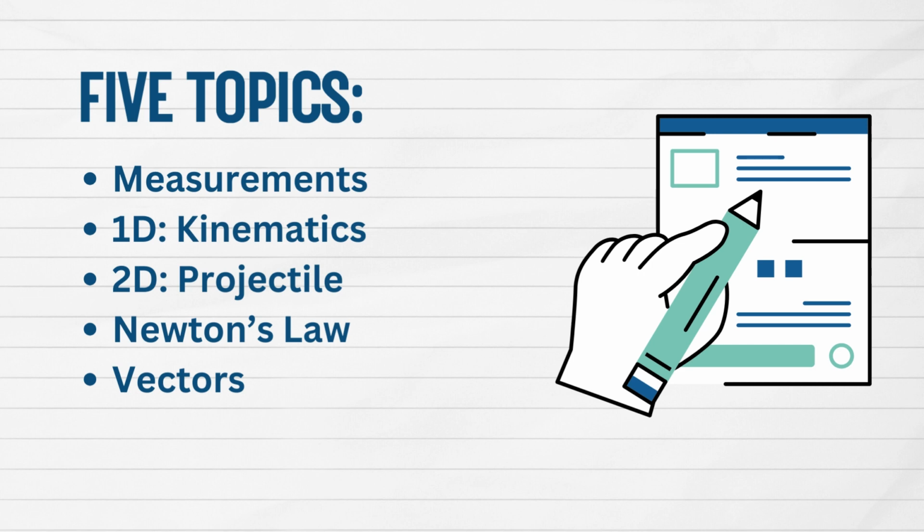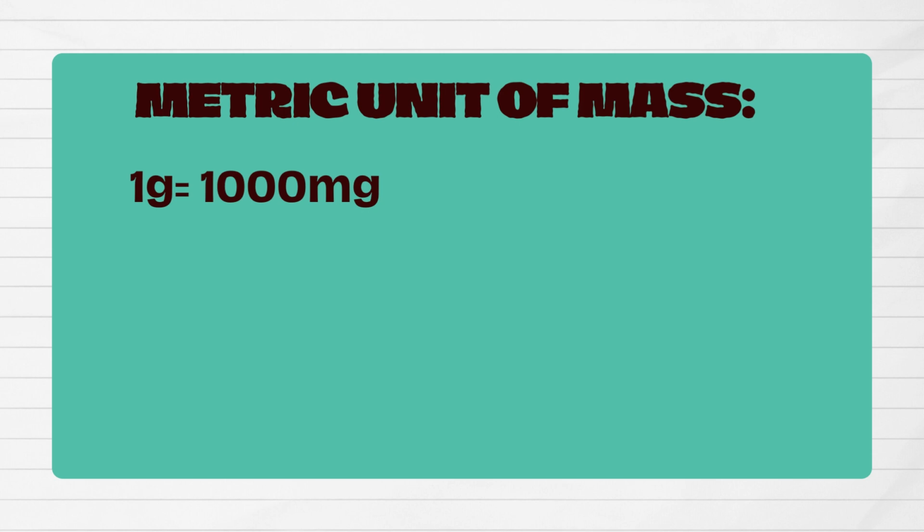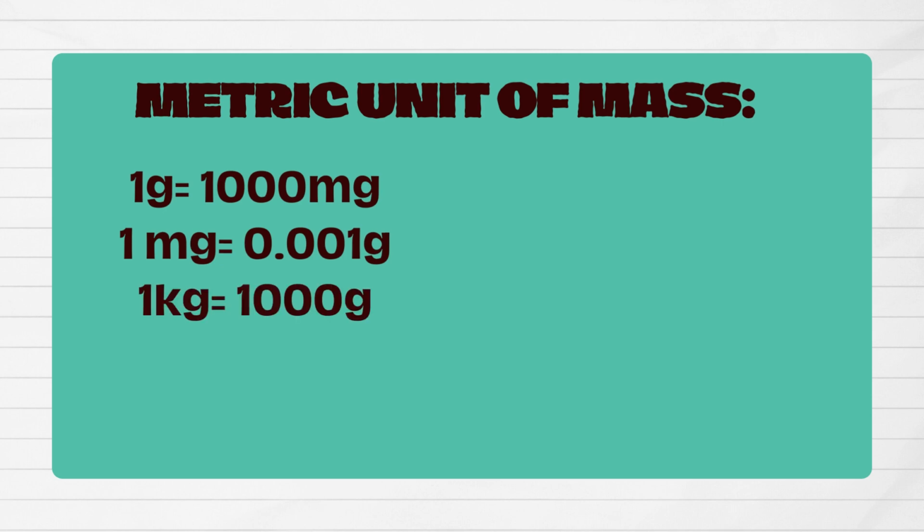The first is measurement, or the metric units of mass specifically. Converting. Metric unit of mass: 1 g is equal to 1000 mg. The g stands for grams and the mg stands for milligrams. Then 1 mg is equal to 0.001 g. And then 1 kg is equal to 1000 grams. Kg means kilograms.